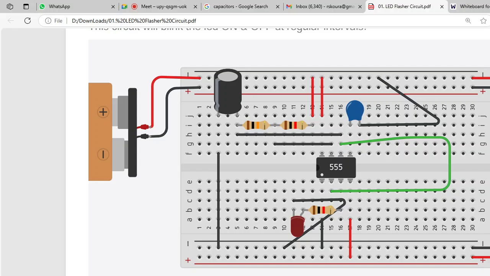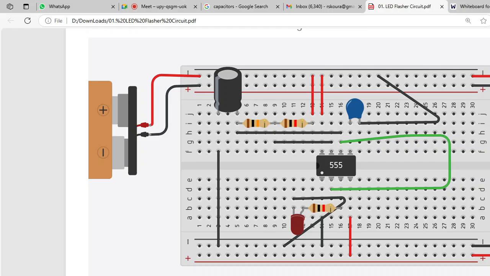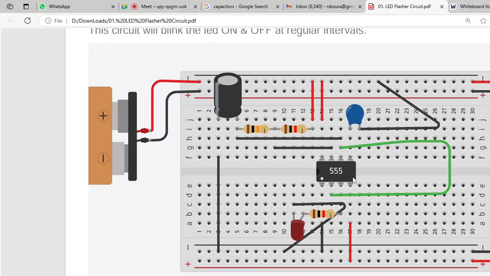Yes, sir. Okay, most of you have done this? How many of you have done this? Yes, sir.